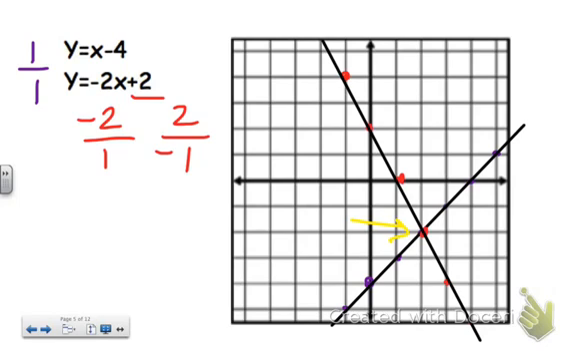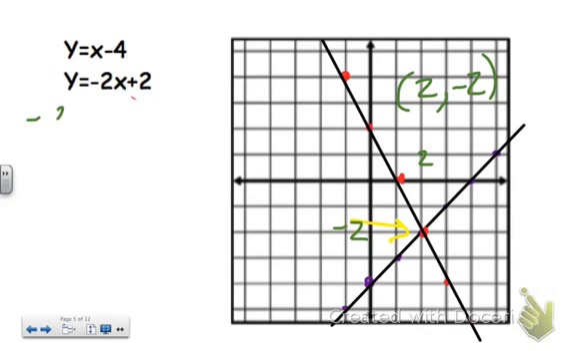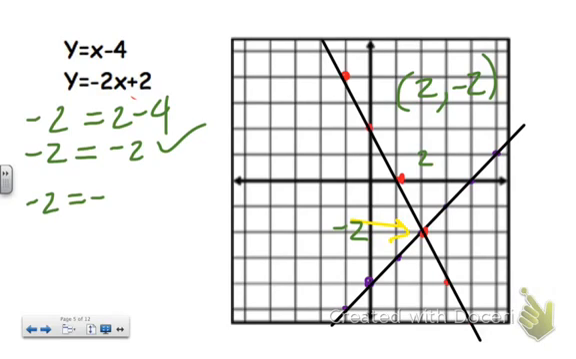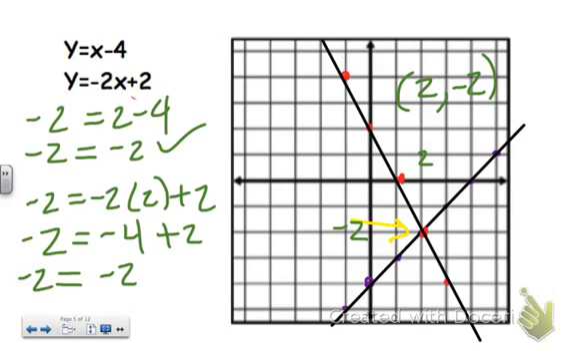Right there. And that falls at positive 2, negative 2. So that means my solution is the ordered pair (2, negative 2). Now, to be sure that that's the solution of this system, I'm going to plug it back into both equations. Okay, so the first one, negative 2 equals 2 minus 4. Well, 2 minus 4 is negative 2. So that one's good. And then for the second one, negative 2 equals negative 2 times 2 plus 2. Negative 2 times 2 is negative 4. And negative 4 plus 2 is negative 2.